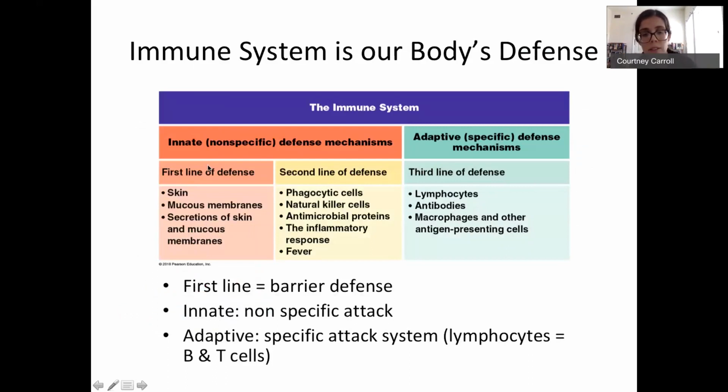And then we also have our innate immune cells, which are a non-specific form of an attack. They're going to attack any invader, and they include phagocytic cells like macrophages and neutrophils. And your body can also mount an inflammatory response here, which will include raising its temperature to kill off an invader. You also have the adaptive immune response.